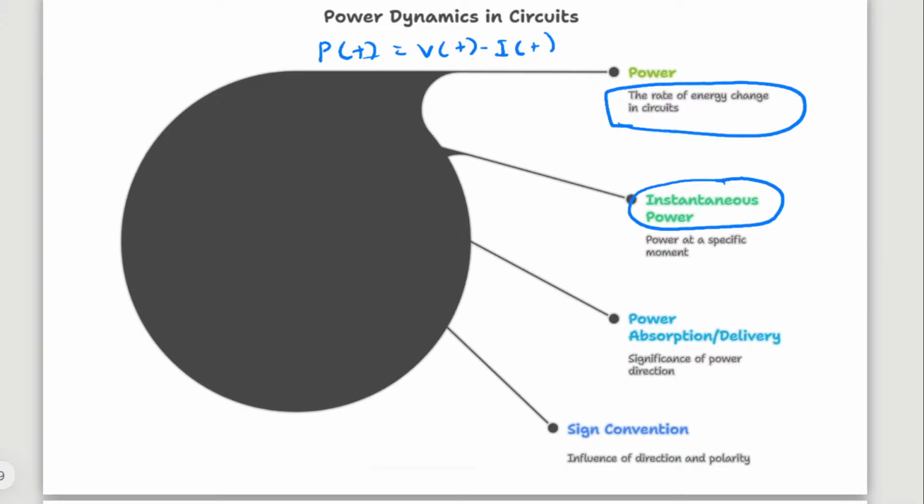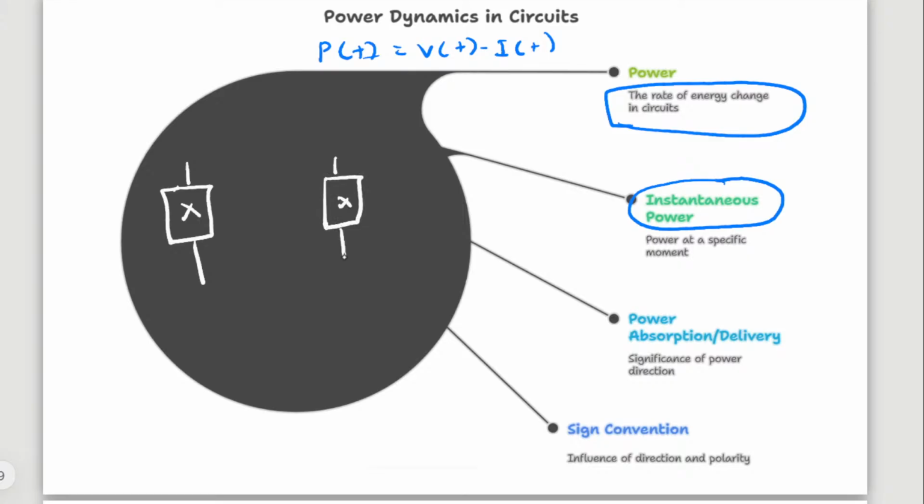Now we need to understand what power absorption or delivery is, what the significance of its direction is, and also the sign convention of power absorption and power delivery. That is a very important thing here. So first, let's consider a load, an element. This can be any element. Let's say this is element X. Similarly, I am drawing another element X here.